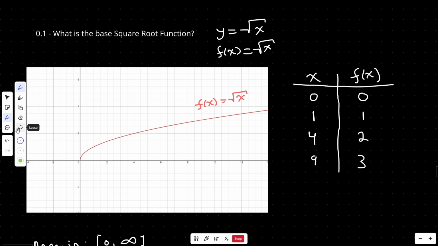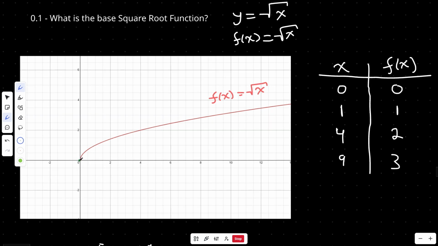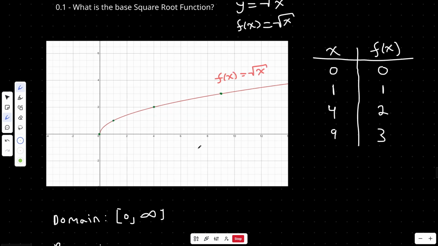So we can actually identify some points over here. Let's identify the points we just sketched out. So the point 0, 0, the point 1, 1, the point 4, 2, the point 9, 3. So these are all pretty identifiable points on the base square root function. So now let's move on to the domain and range.